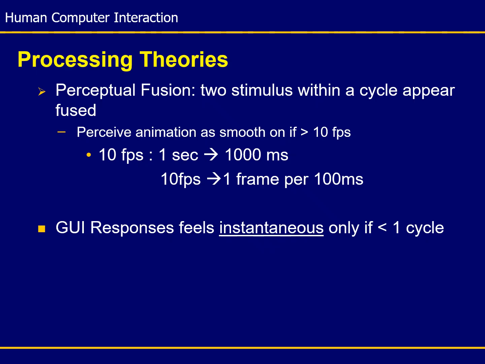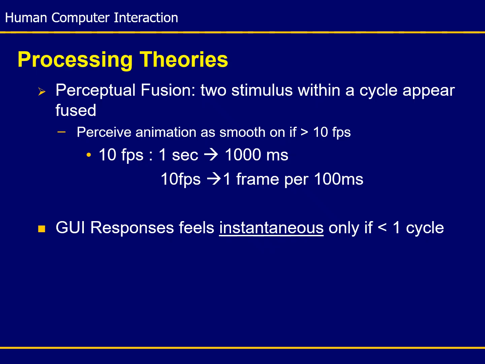The first one is the theory of perceptual fusion. Two stimuli within the same cycle appear fused. They appear as one. Okay? This is the reason why when you studied graphics, you were told that in order to have the animation smooth, you should have at least 10 frames per second. Sorry, at least greater than 10 frames per second. Because, as you know, in a second, there are ten 100 milliseconds, and 10 frames per second or more. If you actually make it 10 frames per second, you will see 1 frame per 100 milliseconds. And you can distinguish between whatever happens. Well, let me just again be more clear. You can perceive accurately whatever happens in 100 milliseconds.